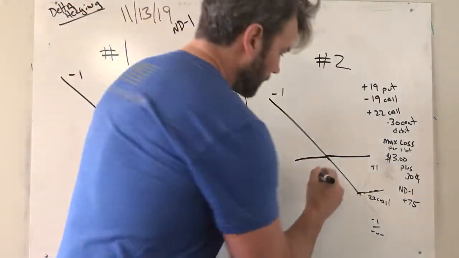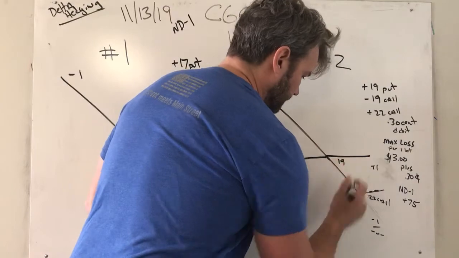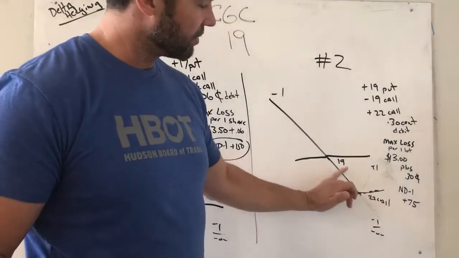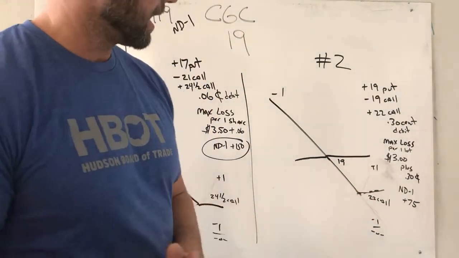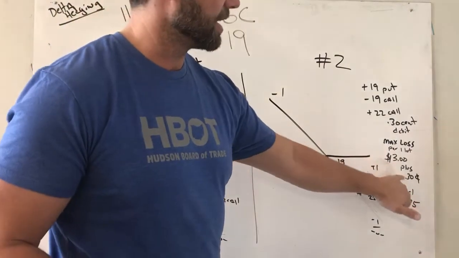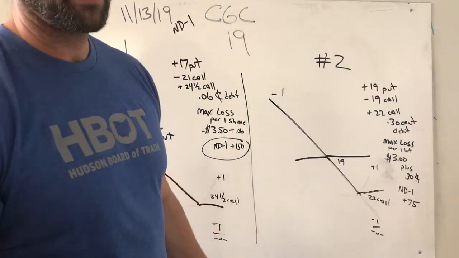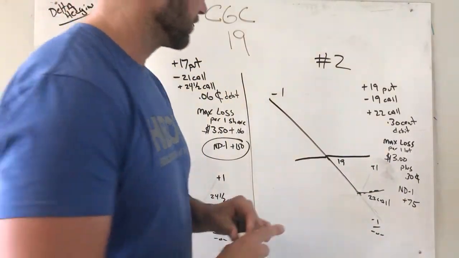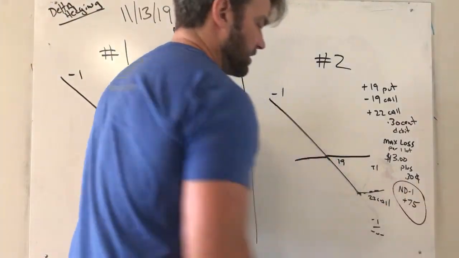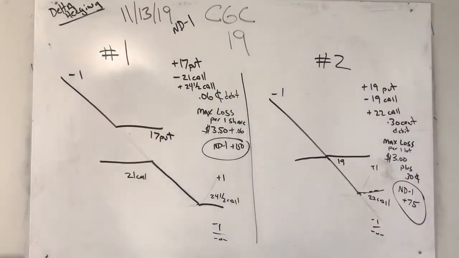Now, this is the 19 line, and this is the 22 line. So 19 minus 22 is $3. So we have $3.30 per share risk, and we're going to do this trade 75 times. We're just testing out these 2 different ideas because the Hudson Board of Trade is like a laboratory where you can come up with your trading ideas. I've developed a way that we can test them and we can see which one is better.